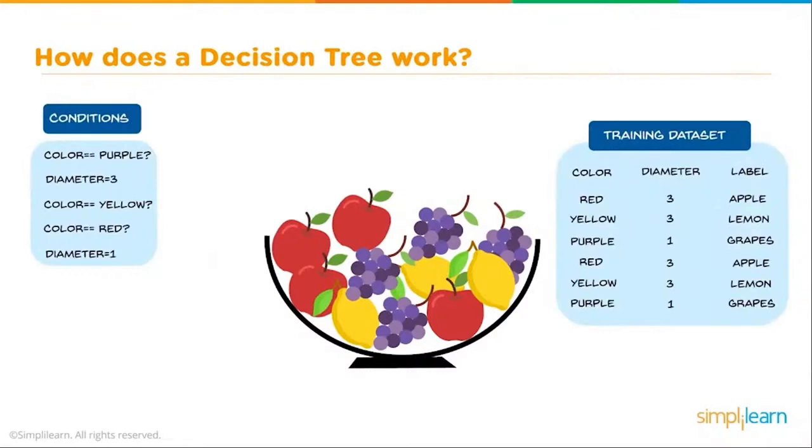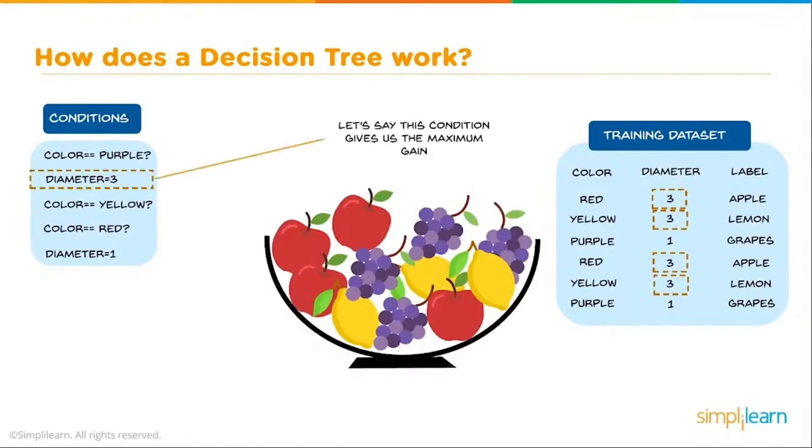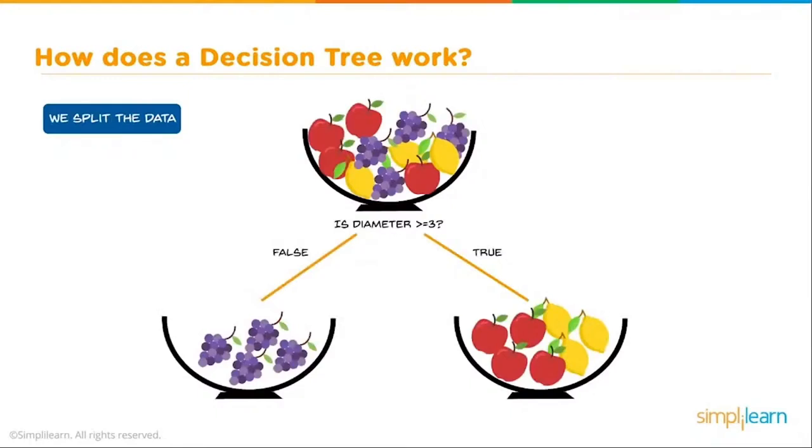We have color, we have diameter, and if we look underneath that, we have a couple of different values. We have diameter equals 3, color equals yellow, red, diameter equals 1. And when we look at that, you'll see over here we have 1, 2, 3, 4 threes. That's a pretty high selection. So let's say the condition gives us a maximum gain of 3. So we have the most pieces fall into that range. So our first split from our decision node is we split the data based on the diameter. Is it greater than or equal to 3? If it's not, that's false, it goes into the grape bowl. And if it's true, it goes into a bowl full of lemon and apples.